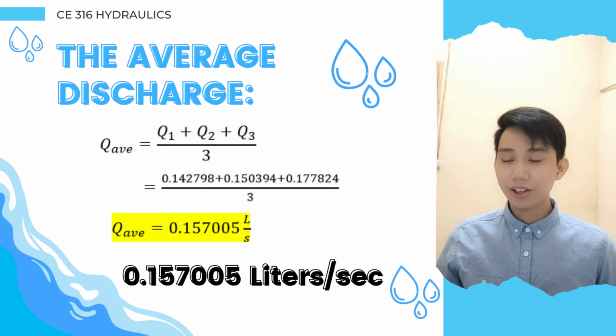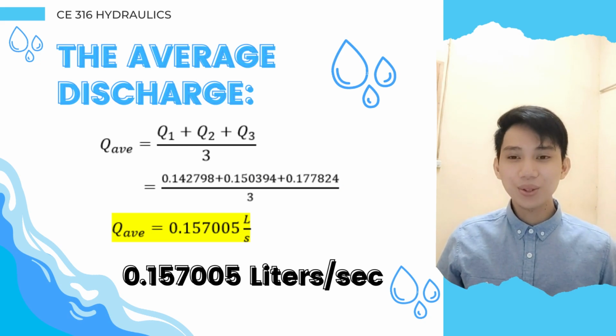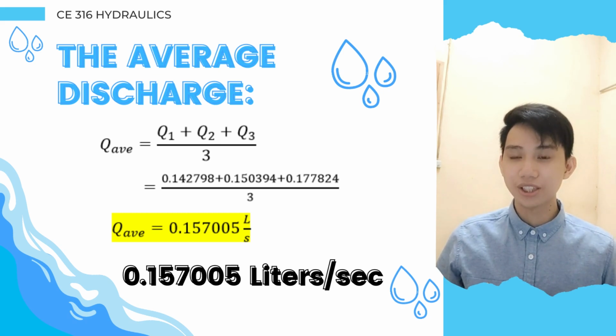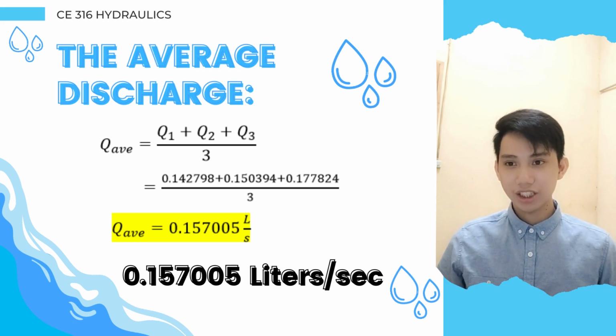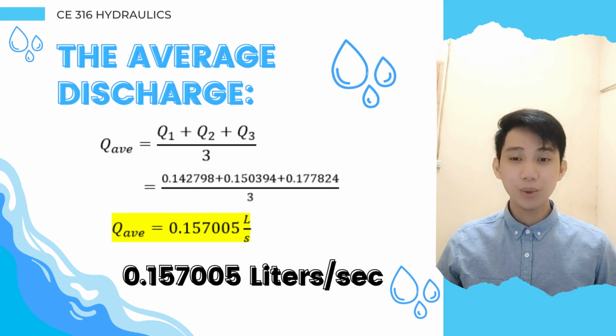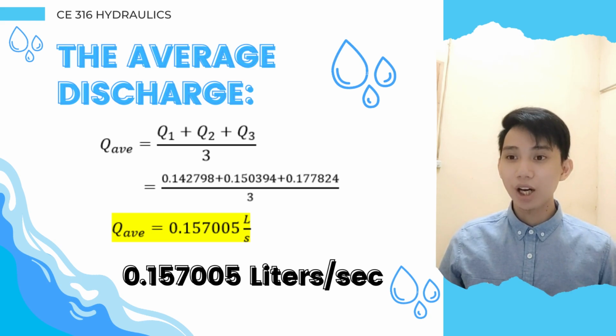As a result of the collected and solved data, we can now conclude that the average discharge of water from your household faucet is 0.2157005 liters per second. You can also get your own discharge of water in your house by following the demonstrated procedure on how to compute the actual household water supply.